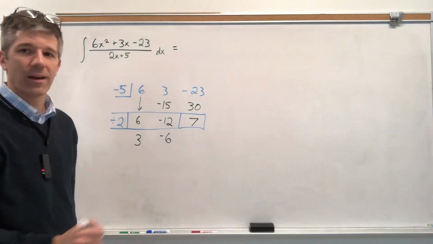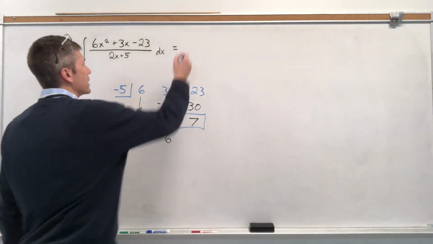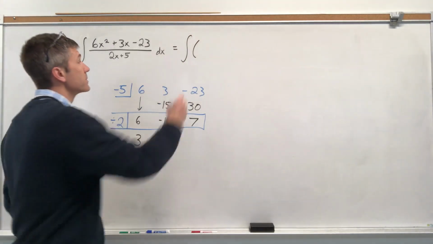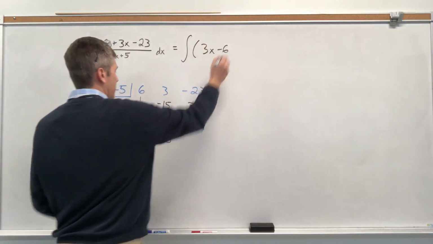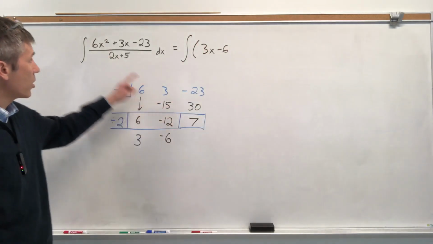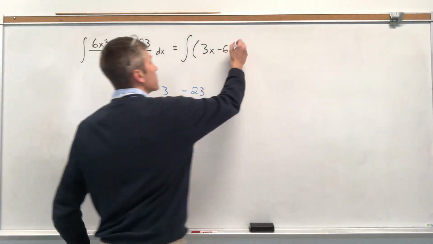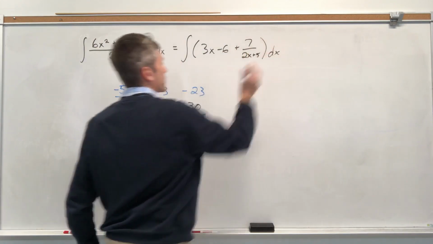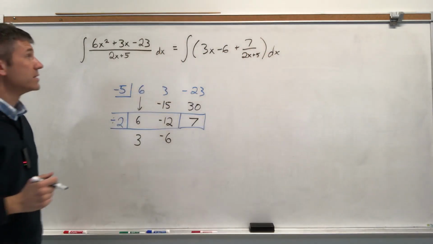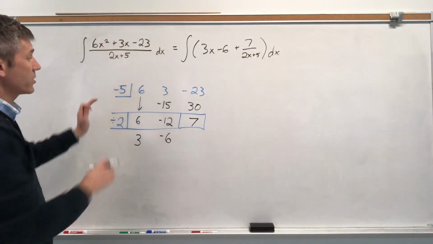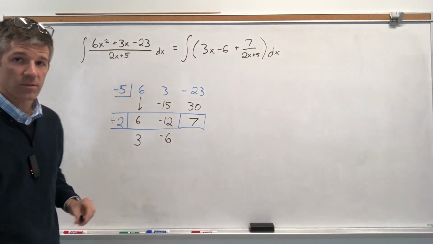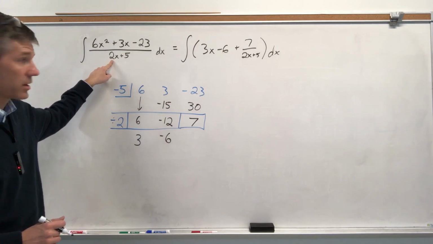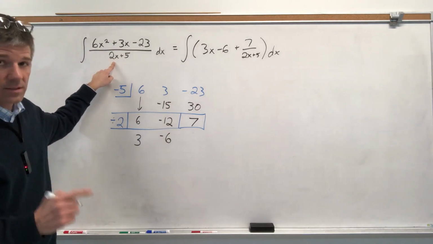Stop and look at the board. We have divided. That's what we just did. So we have the integral of 3x minus 6 plus 7 over 2x plus 5 dx. So what we've done is basically divide this into that using modified synthetic division. I had to modify it because this leading coefficient of our linear divisor was not 1.